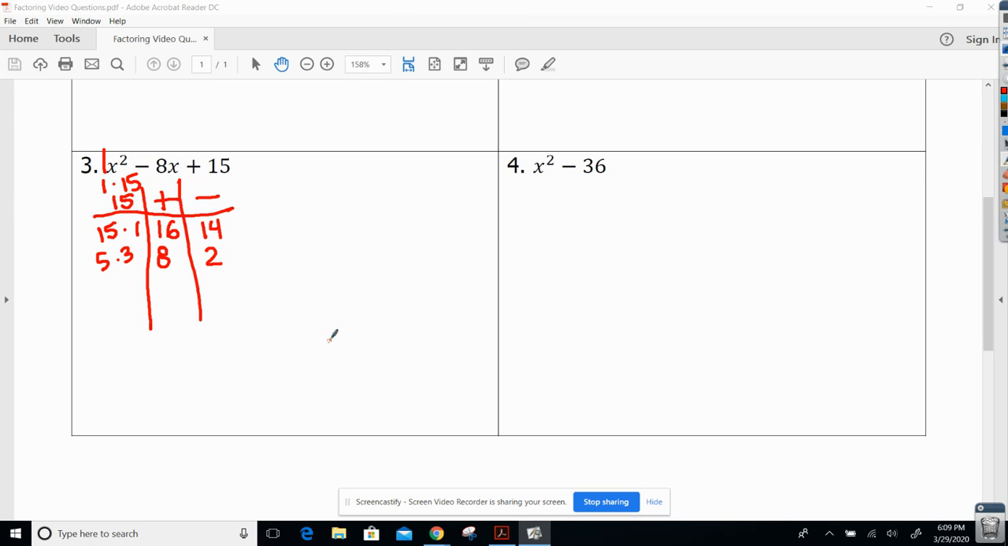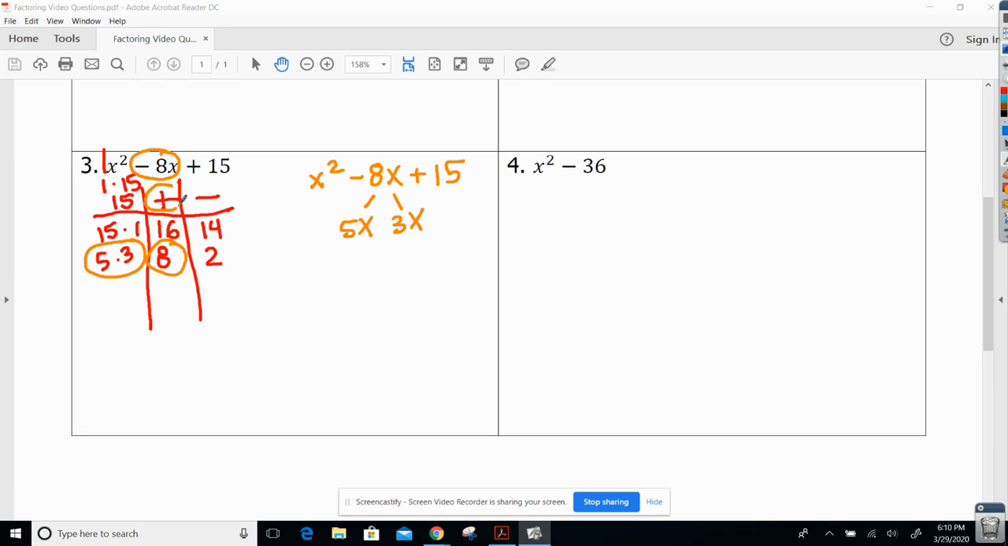Now, just like before, I'm going to look for my middle number inside my chart. If you look, your middle number is 8. Here's your 8. Okay, so I'm going to rewrite my problem over here. X squared minus 8x plus 15. And then what two numbers gave me that 8? Well, that'd be 5 and 3. So I'm going to break up my 8x as 5x and 3x.